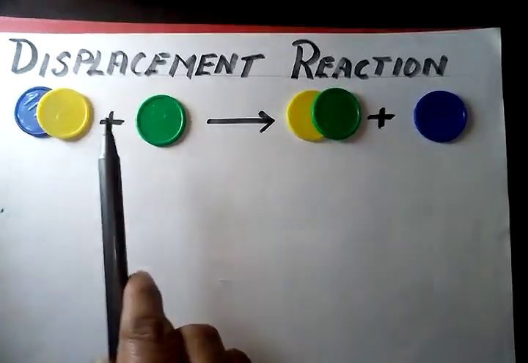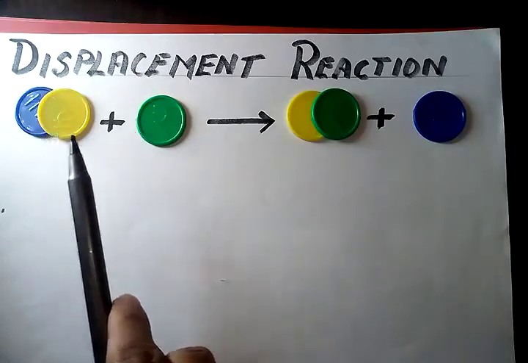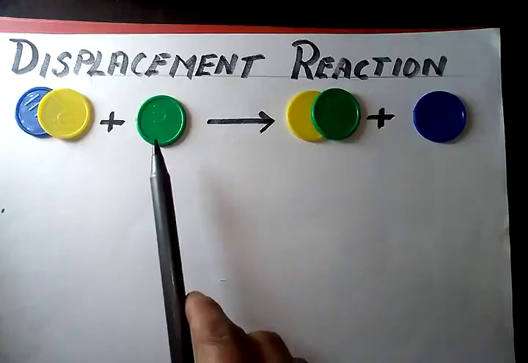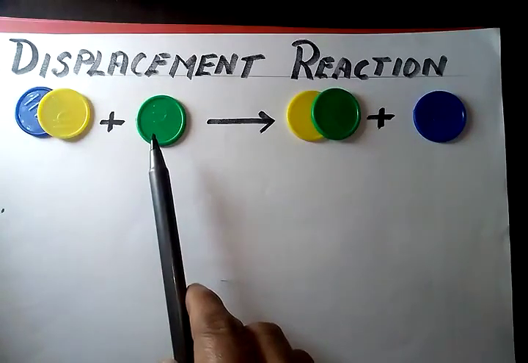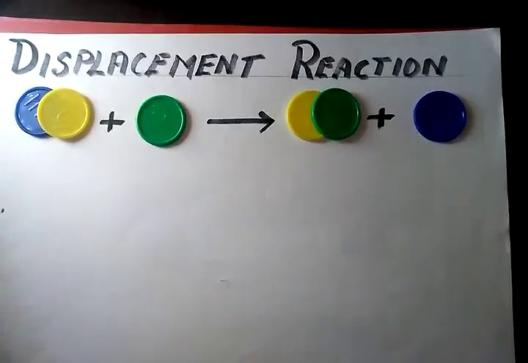The blue and the green represent cationic forms, yellow represents the anion. Green being highly active displaces the blue here. Let us go ahead in understanding further examples.